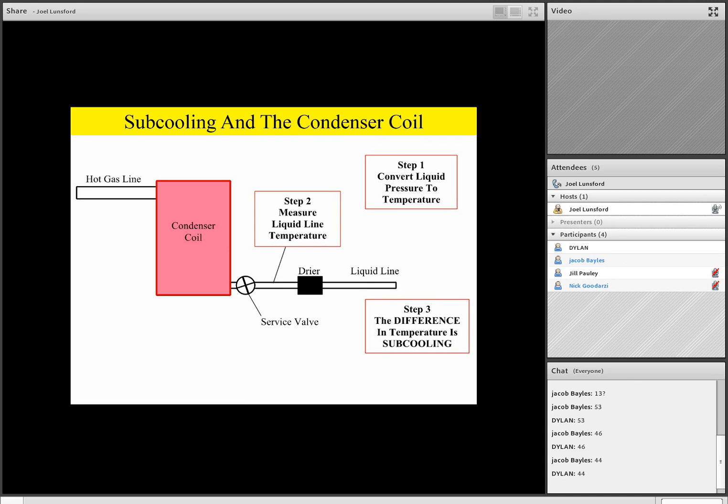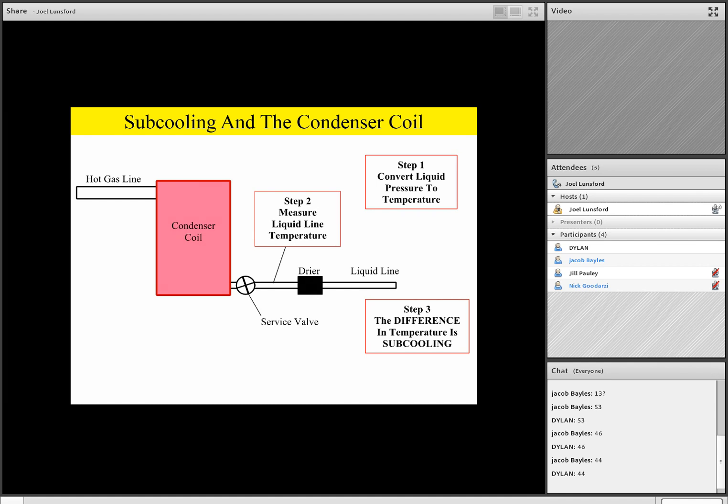Now in our graphics we show there's a dryer on the line downstream of the service valve. So based on your local codes or the type of equipment that you're looking at, you may have a dryer on the liquid line outside. Now, on all of our Champion equipment, what I really like is the fact that our filter dryer is actually inside the cabinet. But either way, we want to make sure that we clamp onto that liquid line, step number 2, and actually measure the temperature of that liquid line.